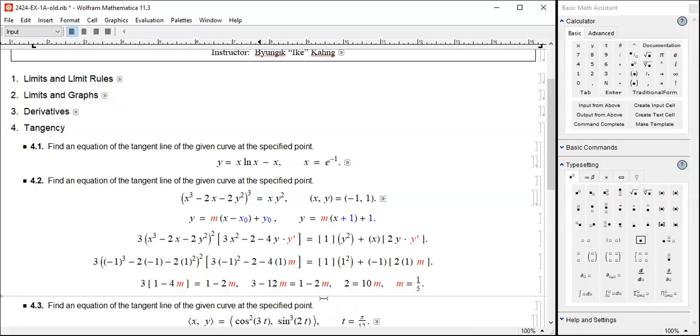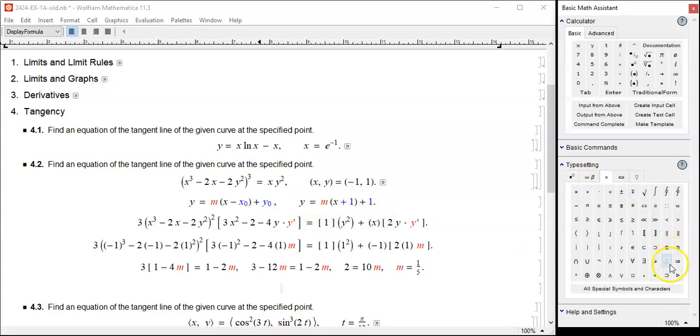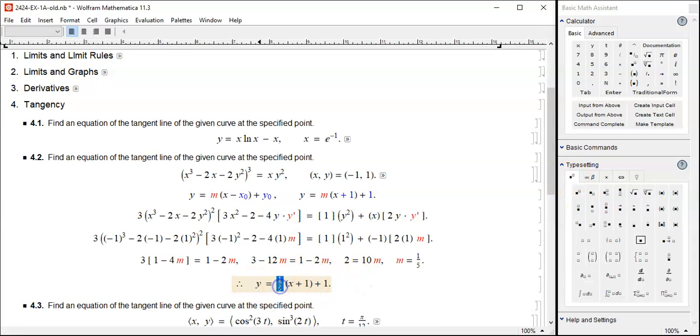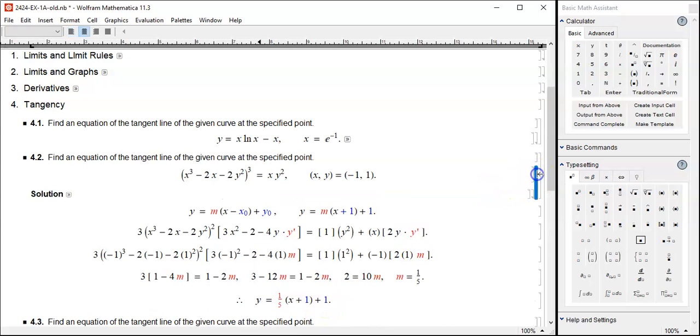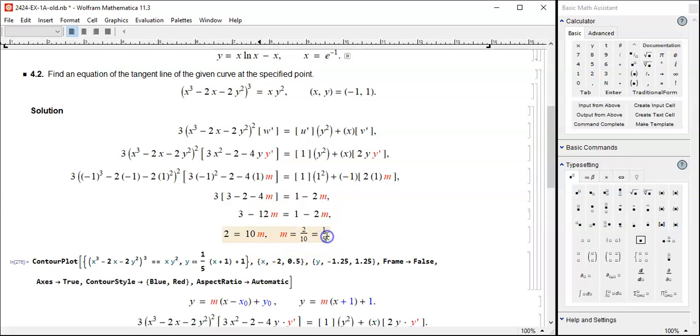And then the final answer, of course, should be the slope point equation, this form. So it's going to be y equals 1/5 x minus plus. And this should be the final answer. This is the slope, and then the point. Did I do this right? Yeah, it's correct. Okay, 1/5 is correct.